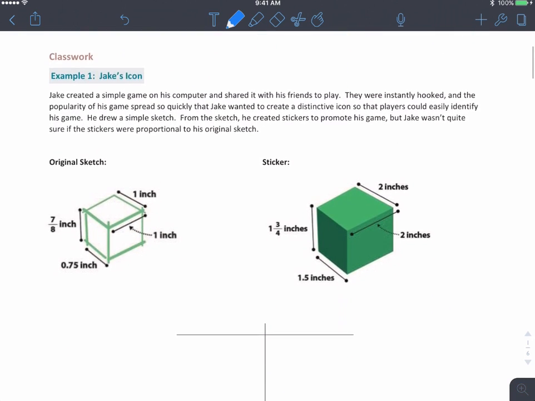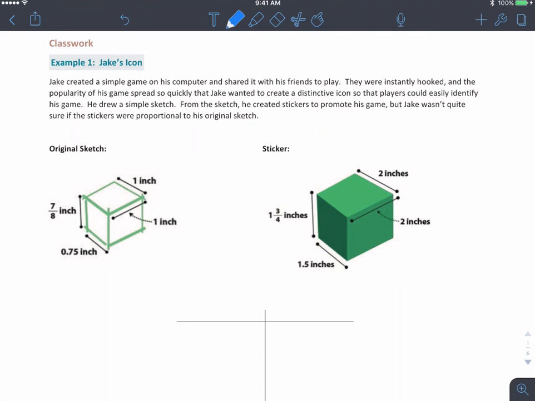For our first example, we're talking about Jake. Jake has some boxes here. He created a simple game on his computer and shared it with his friends to play. They're instantly hooked. Popularity of his game spread so quickly, he wanted to create a distinctive icon so the players could easily identify his game. He drew a simple sketch. From the sketch, he created stickers to promote his game, but Jake wasn't quite sure if the stickers were proportional to his original sketch. So we have two drawings here, and he's just trying to create an icon.